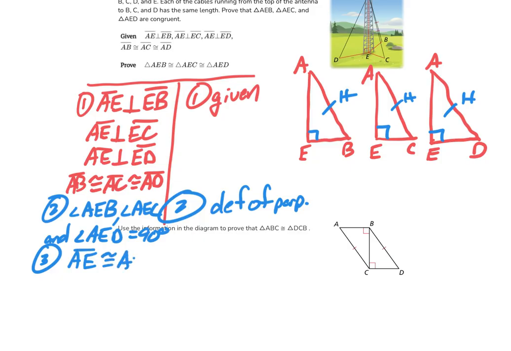So I'm going to say AE is congruent to AE is congruent to AE, because you have an AE on all three sides. Okay, our reasoning there would be reflexive.